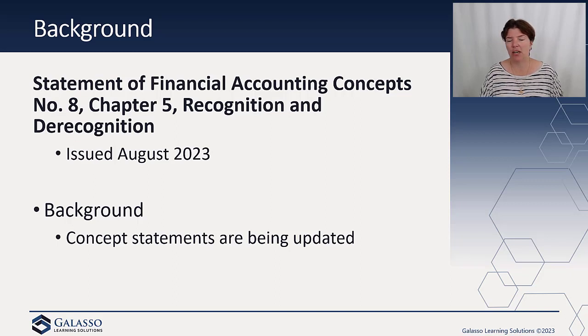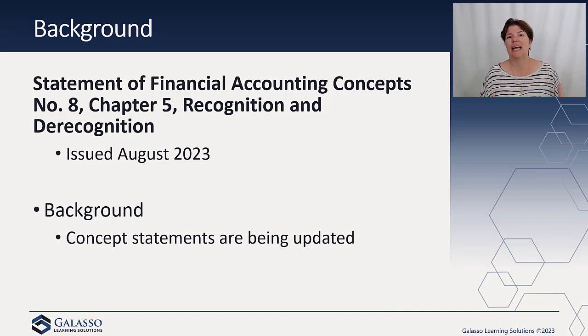This was issued in August of 2023, and the concepts for recognition were originally in concept statement number 5, which covers measurement. And so a lot of times we talk about recognition and measurement as sort of one thing. But what FASB decided to do is break it out and have recognition and derecognition be its own chapter. So in the Statement of Financial Accounting Concepts number 8, Chapter 5, we're going to address recognition and derecognition as part of just the overall conceptual framework update.